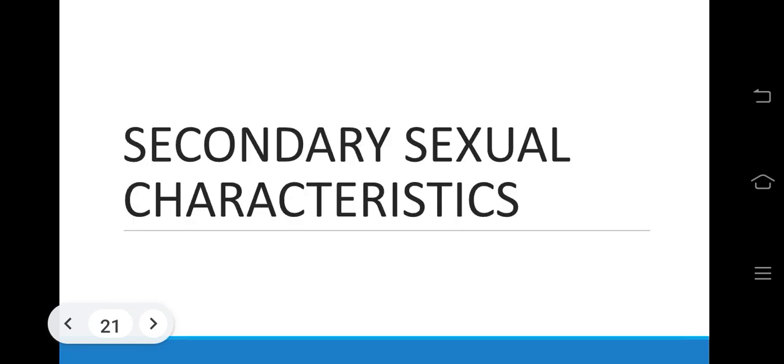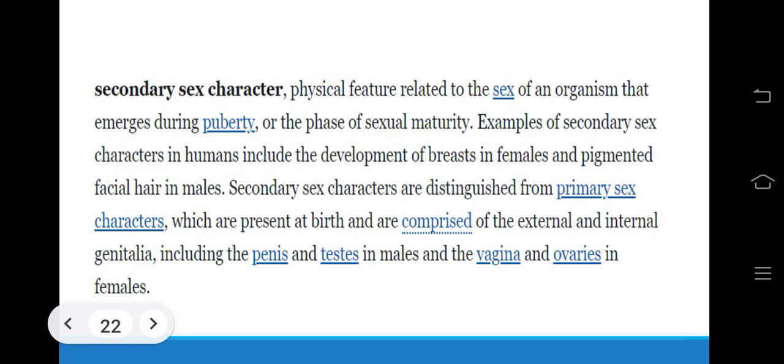Then secondary sexual characteristics. Secondary sexual characteristics are physical features related to the sex of an organism that emerge during puberty, or the phase of sexual maturity. Examples of secondary sexual characters in humans include the development of breasts in females and pigmented hair and facial hair in males. Secondary sex characters are distinguished from primary sex characters, which are present at birth and comprise the external and internal genitalia, including the penis and testes in males and the vagina and ovaries in females.